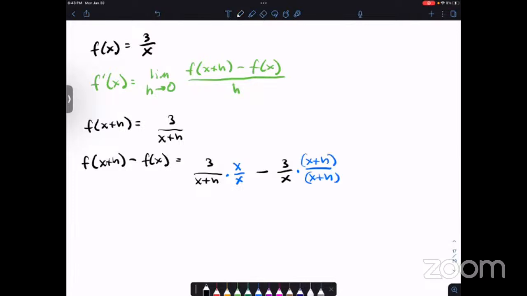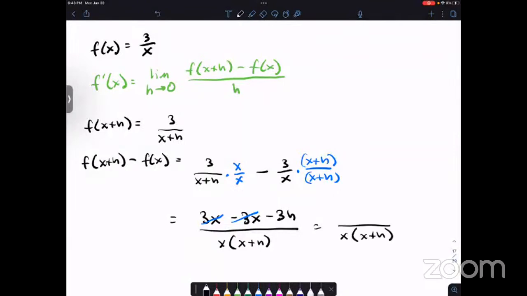So then on the left on top, we get 3x. And on the right, if we distribute a -3, we get -3x minus 3h. Okay, you should notice something canceling. And on bottom, we're going to leave it as x times x plus h. I'm going to leave that spread out for now. Okay, we should notice that these guys cancel, right? And I think that's as far as we can take that part. x times x plus h under this -3h, okay?